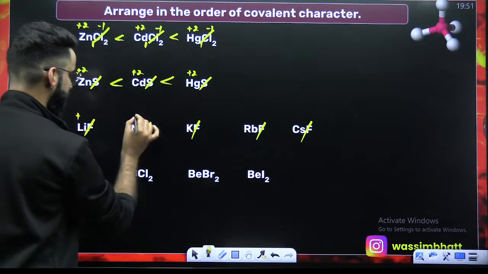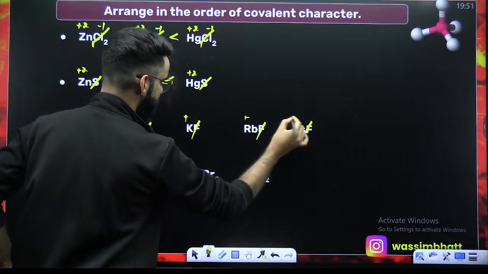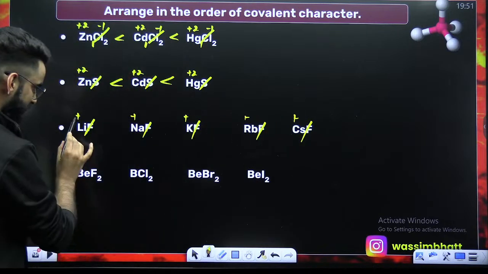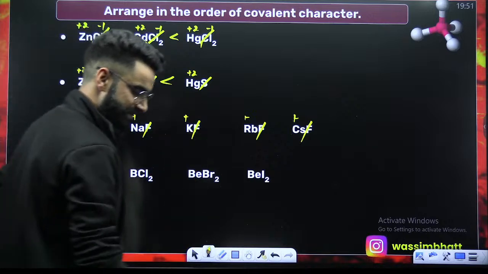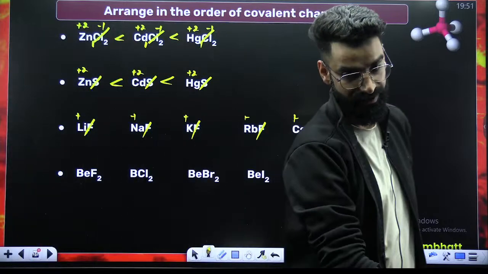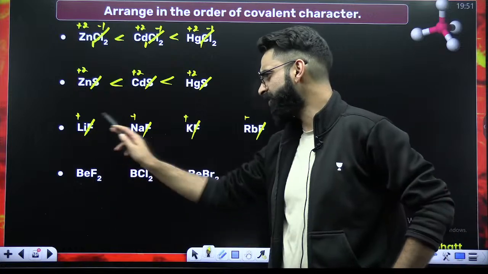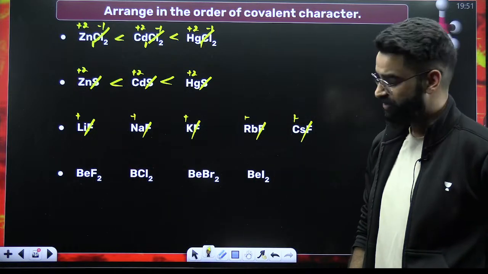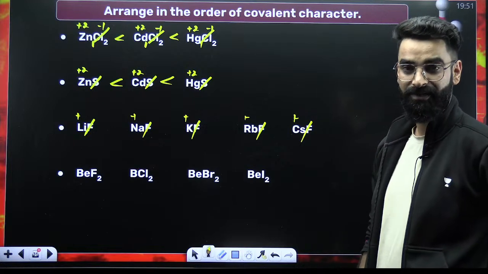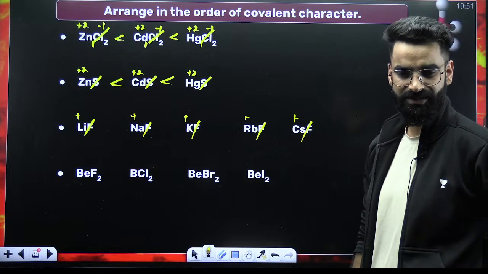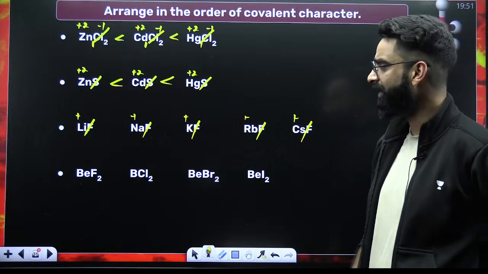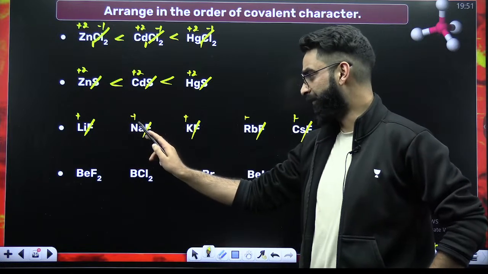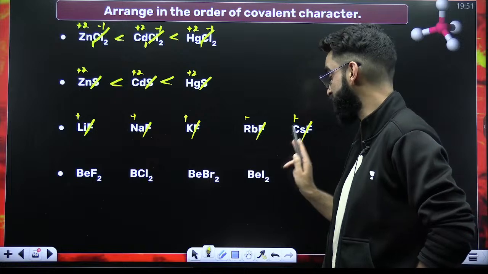See, in this particular case, again, anion everywhere is same. So talk in terms of cation. Li positive, Na positive, K positive, Rb positive, Cs positive. We have to discuss on the basis of the cations. First of all, if you look carefully, charge on every cation is same. So don't decide on the basis of charge. Decide on the basis of size, right?